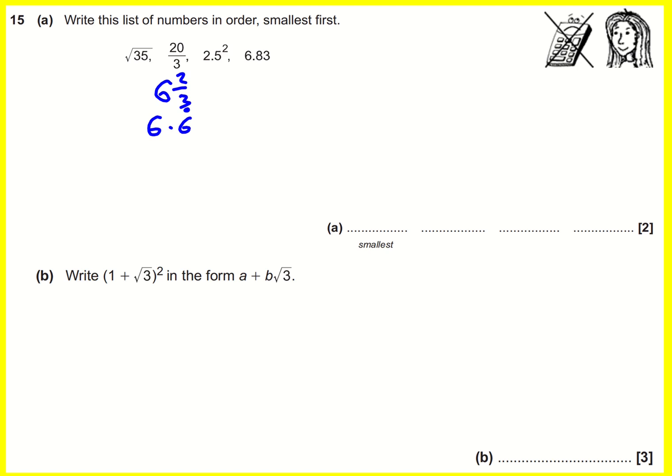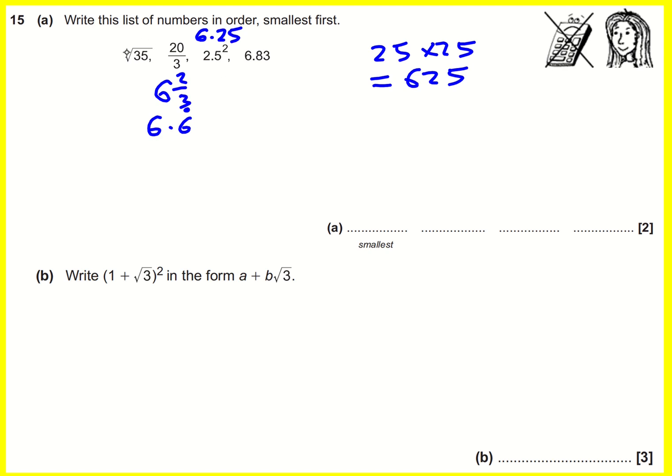Let's do 2.5 squared next. So 25 times 25. You can do that by hand, and it's actually 625. And that means that 2.5 times 2.5 is 6.25. Good. So I've got a great comparison so far.